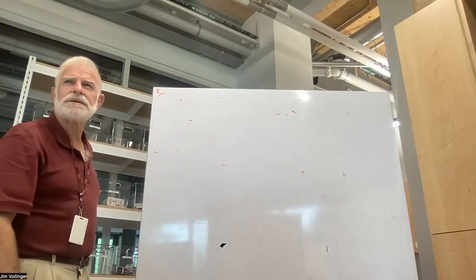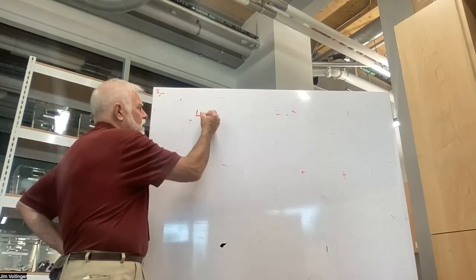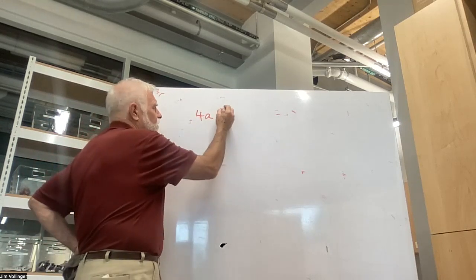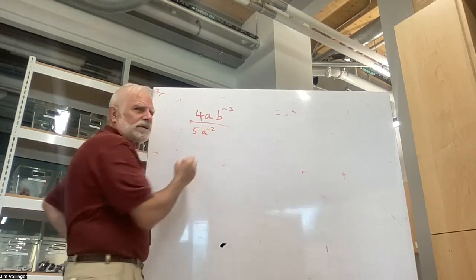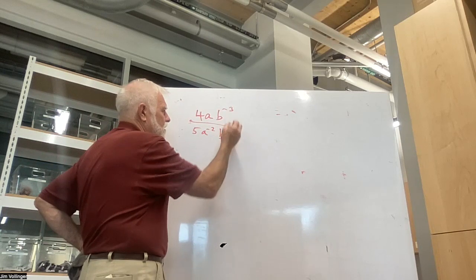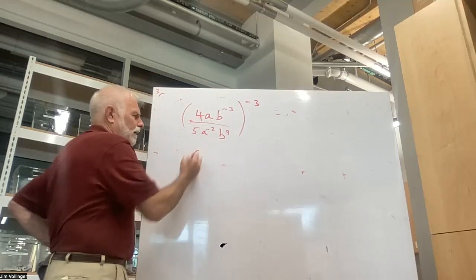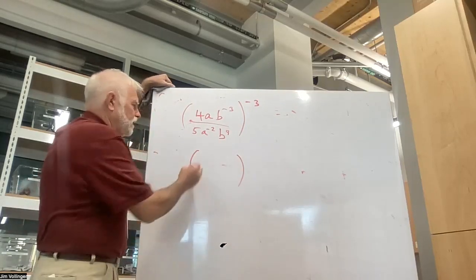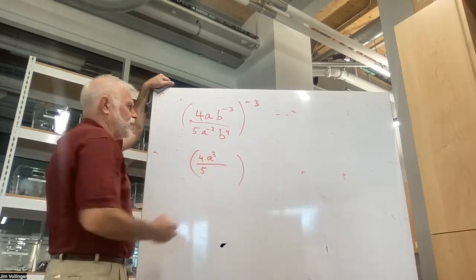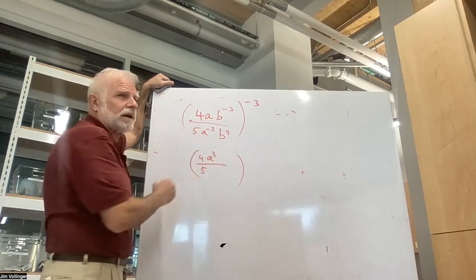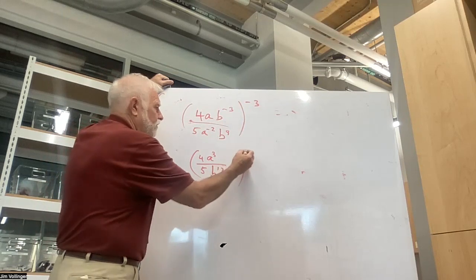All righty. Let's see. We got ourselves (4a b to the minus 3 over 5a minus 2 b to the 9) cubed. I think I'm going to do this in the standard way. Each and every time, I'm going to simplify the parentheses first. We still got 4 over 5, nothing changing there. Looks like I got a to the 3. And I think I copied it right, b to the 12 to the negative 3.